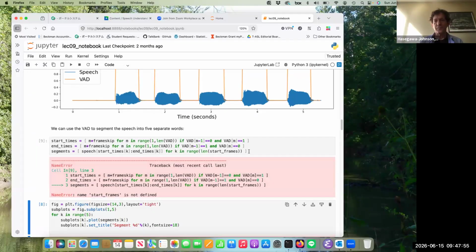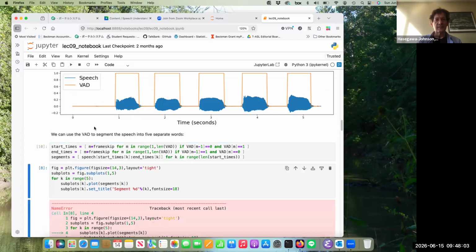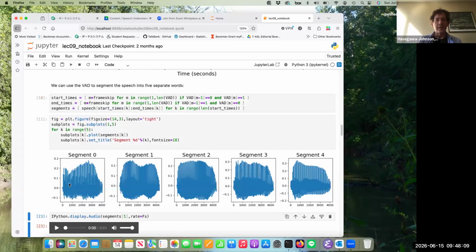Oh, I've got a typo here. I called this start frames instead of start times. All right, now I should be able to plot it. And now we can plot. Segment 0 is the ah, segment 1 is the e, segment 2 is the u, segment 3 is the a, and then segment 4 is the o. So we can go through those one at a time.